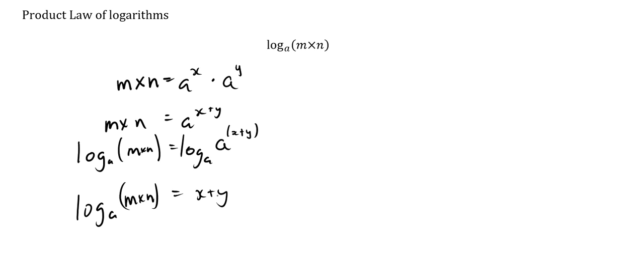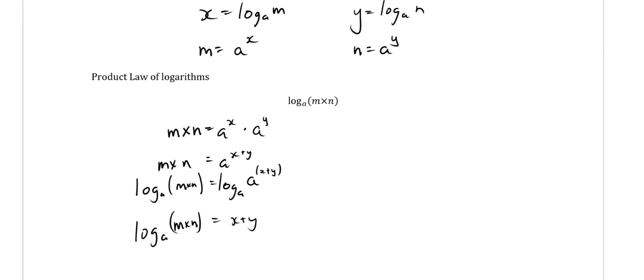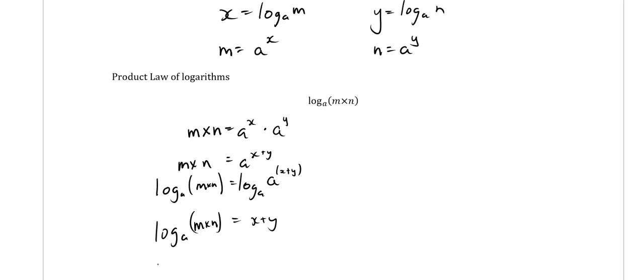And what is x and what is y? So I just have to look back up here. Oh, that means log base a of m times n equals x, which is log base a of m, plus y, which is log base a of n. Well, that's what we were trying to get. That's it. That's the property from yesterday.